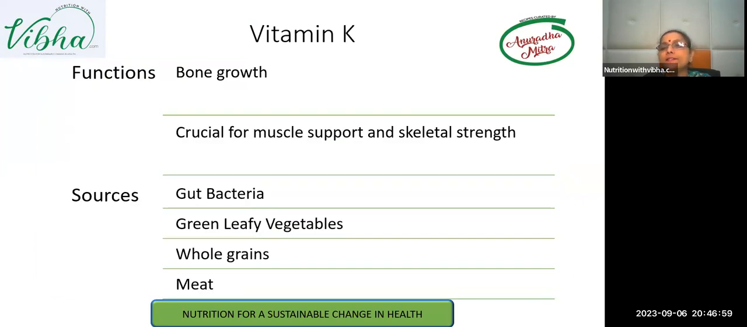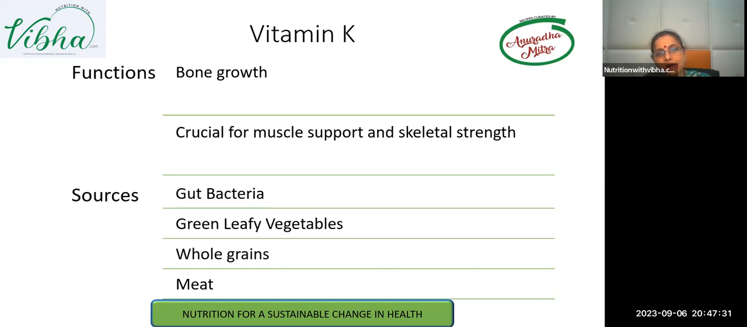The next is vitamin K. Now, vitamin K is known as the blood clotting vitamin. It helps in the clotting of blood. So, blood clots are not only for injuries, but internal also when there are small cells or blood vessels which may finish their life cycle, which burst. The clotting of these is very much dependent on the vitamin K intake. It is also crucial for muscle support and skeletal strength, which again highlights its importance for the champions.